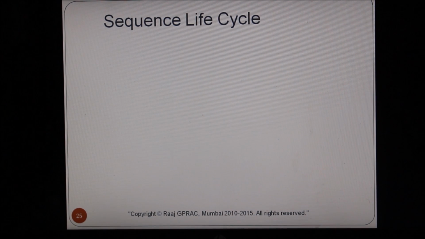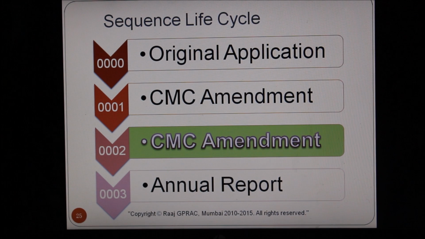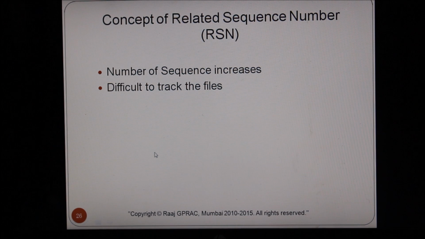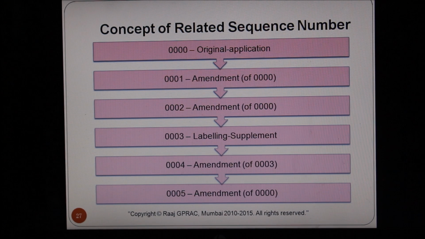Then there is a sequence life cycle. Always sequence 0000 will be your original application. 0001 could be your CMC amendment. One more, 0002, could be your CMC amendment, and 0003 could be your annual report. So how you correlate these sequences with each other is called the concept of related sequence number. As the number of sequences increases, it becomes difficult to track the files. So this is the concept of related sequence number.